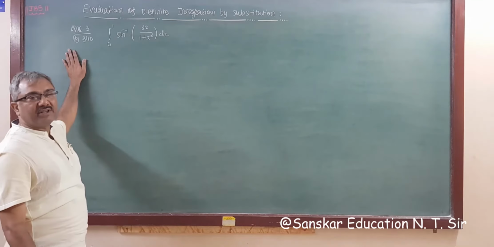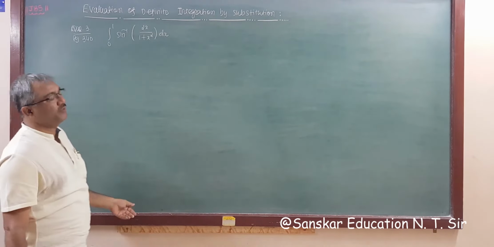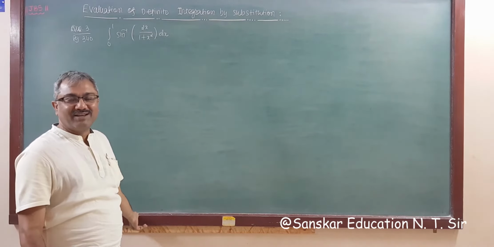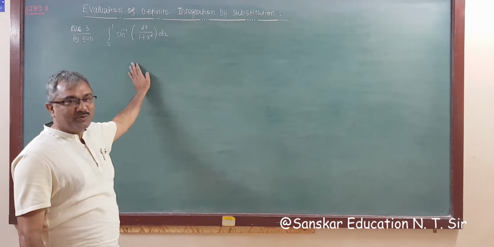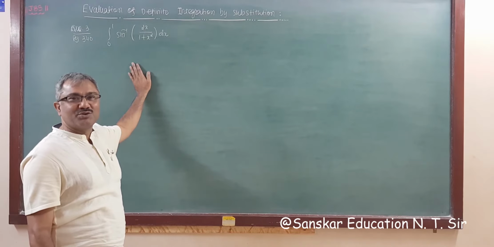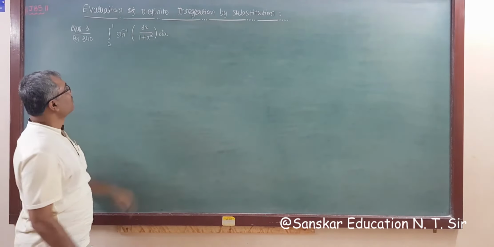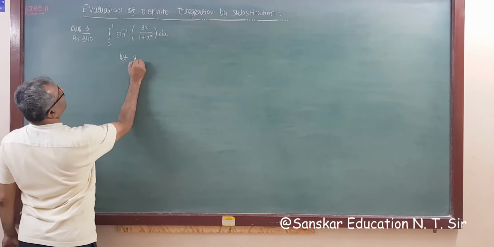Okay. Question number 3, page 340. Integration from 0 to 1 of sin inverse of 2x upon 1 plus x square dx. You know that in inverse trigonometric functions, in derivatives, everyone has solved this. So what to do? Assuming x is equal to tan theta, right? So let x is equal to tan theta.